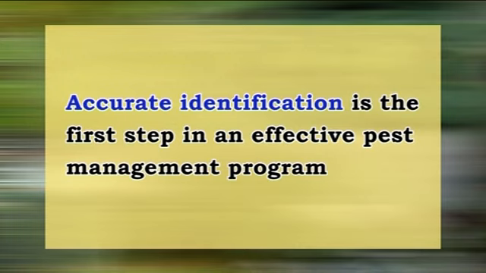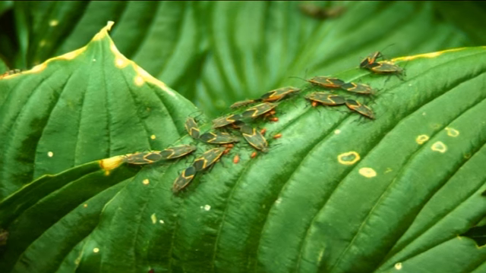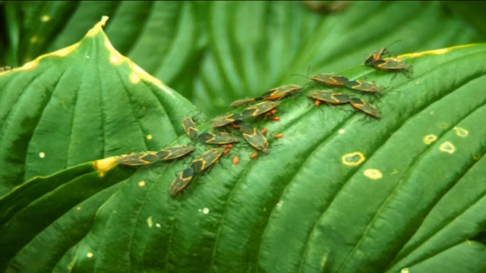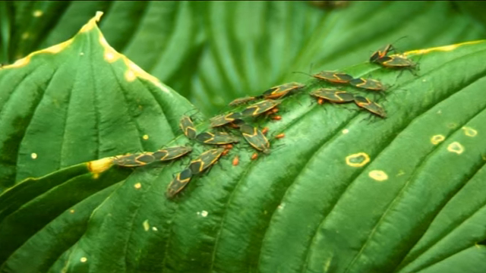Let us come to the second aspect, pest identification. Accurate identification is the first step in an effective pest management program. Never attempt a pest control program until you are sure of what the pest is. The more you know about the pest and the factors that influence its development and spread, the easier, more cost effective and more successful your pest control will be.